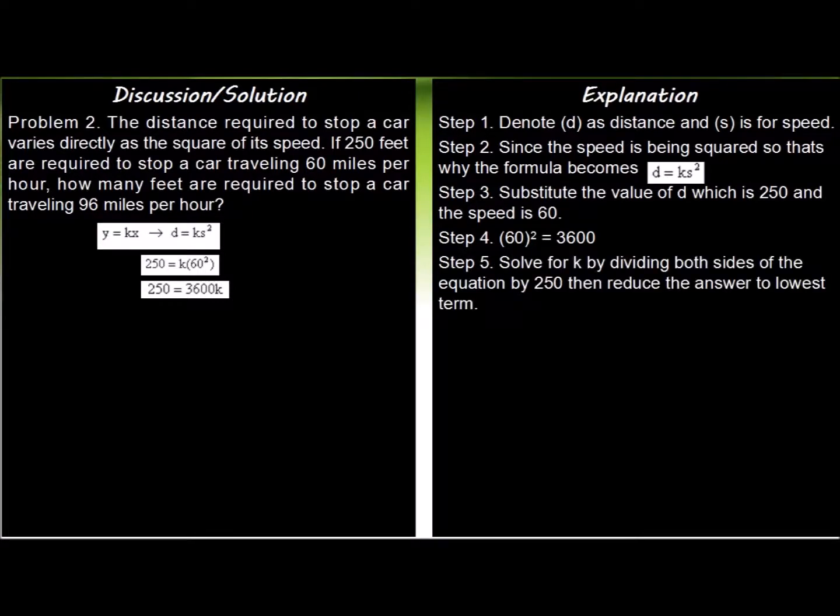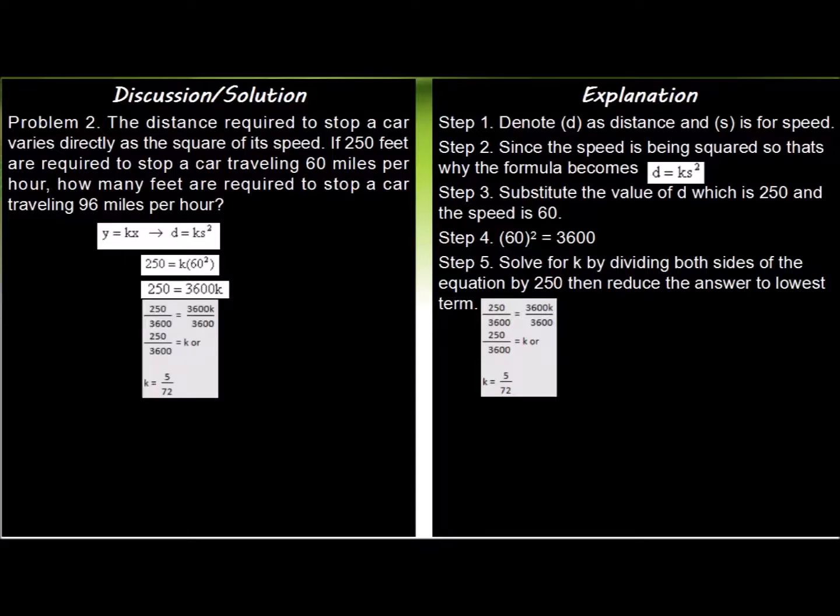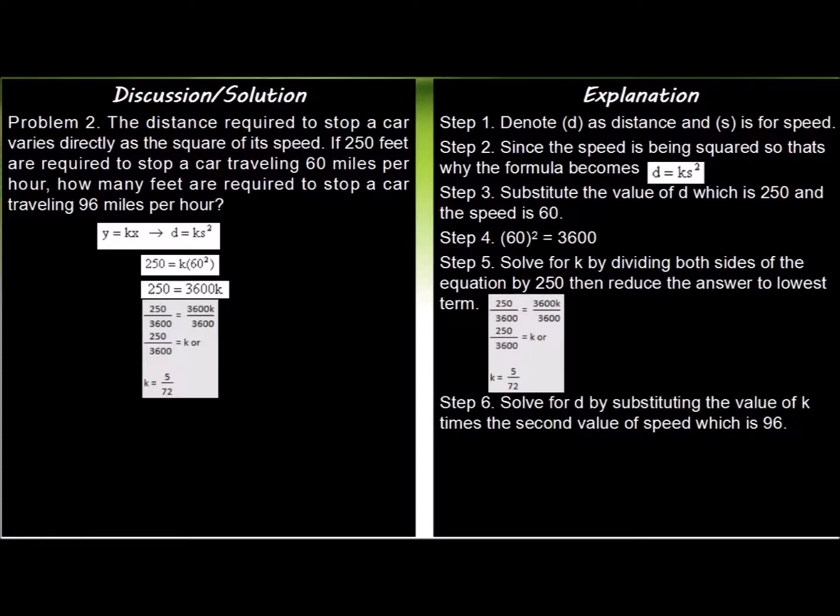Solve for K by dividing both sides of the equation by 3,600, then reduce the answer to lowest term. So 250 over 3,600 equals 3,600K over 3,600. So we have the value of K, which is equal to 250 over 3,600, or in lowest term, K is equal to 5 over 72. So in our solution, we have here the value of K, which is 5 over 72.